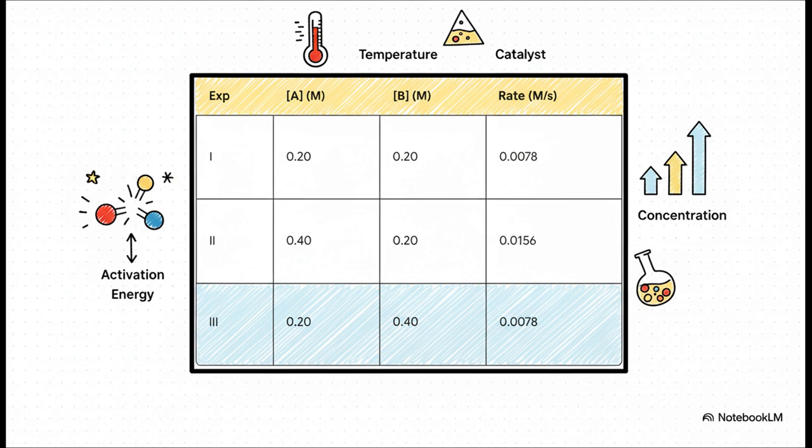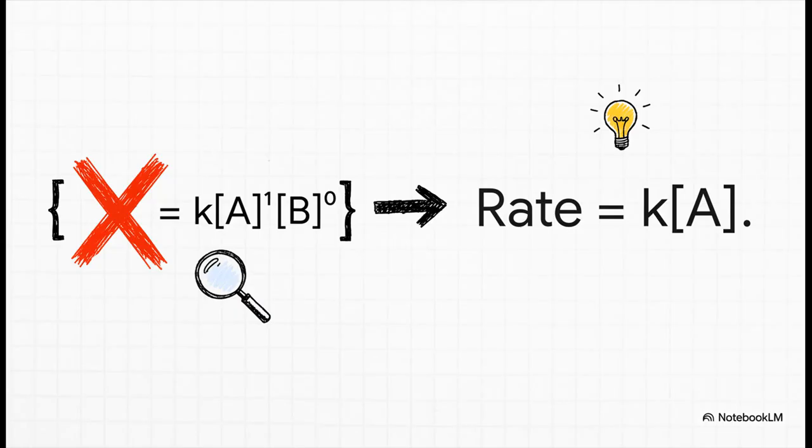Okay, now look at experiments 1 and 3. This time we doubled reactant B, and what happened? Nothing. The rate didn't even flinch. That means B has zero effect on the speed. We call that zero order. And just like that, we've cracked the code. Based on the evidence we just gathered, the final recipe for this reaction is rate equals k times [A] to the first power times [B] to the 0th power. And as you might remember from math class, anything to the power of 0 is just 1.